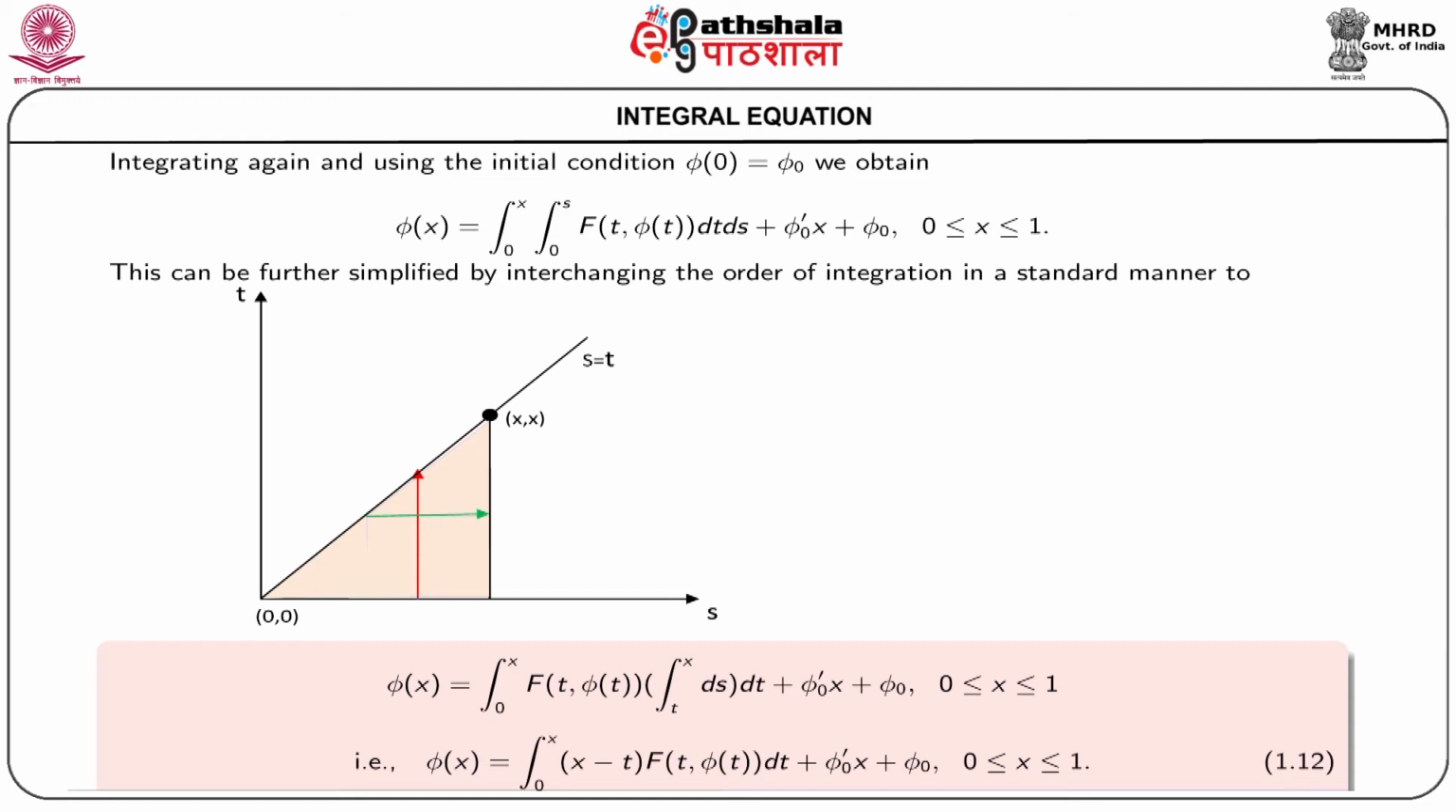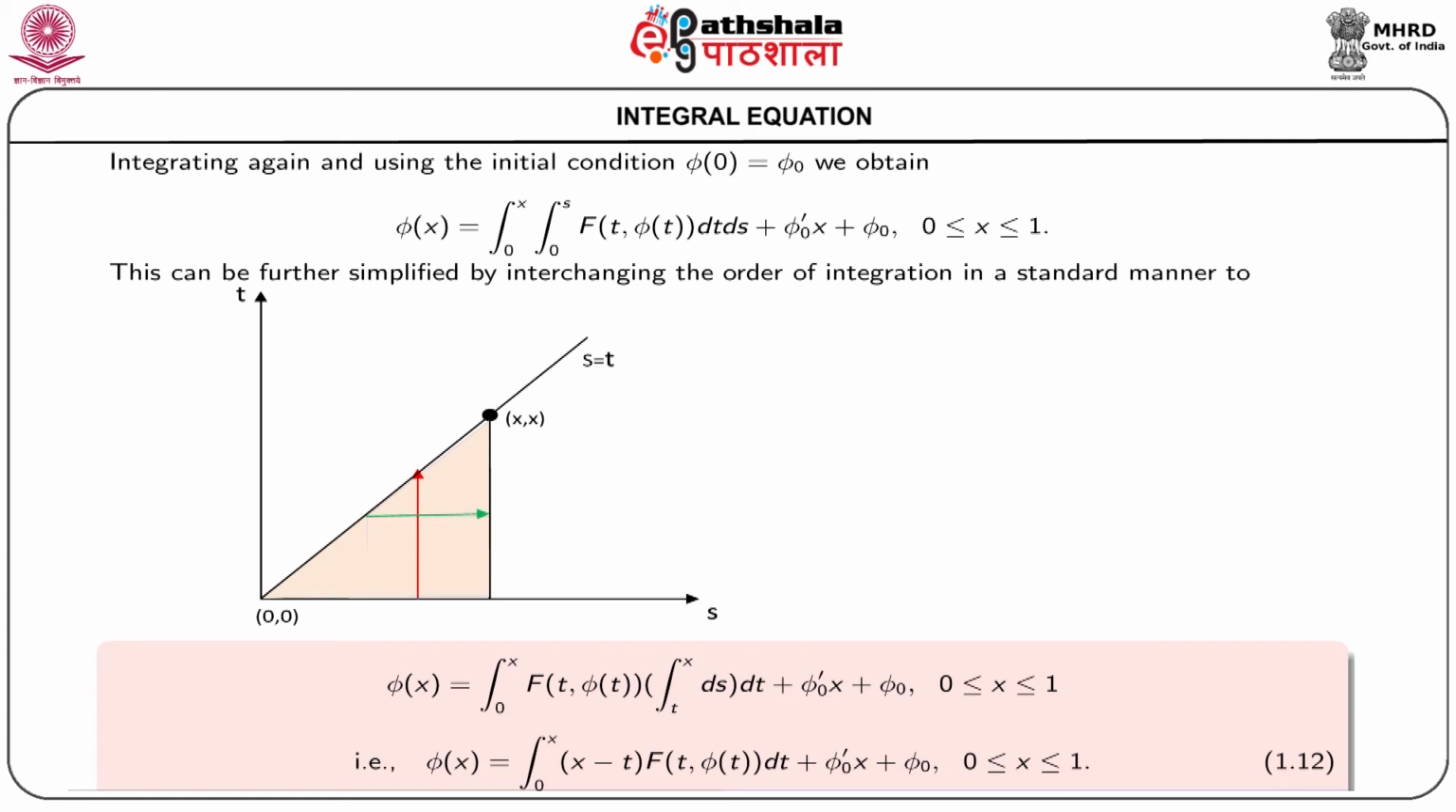Now we interchange the order of integration. T integral should be the outer integral, which varies from 0 to x, and s integral will be the inner integral, which varies from t to x. Now, performing the s integration, we can rewrite the relation containing phi(x) as given in equation 1.12.